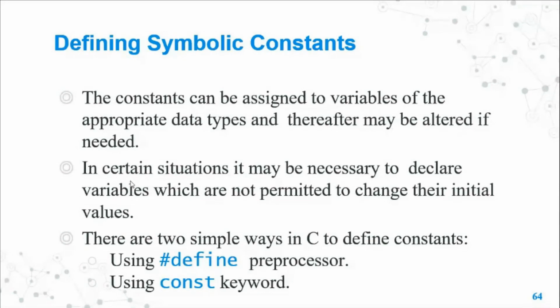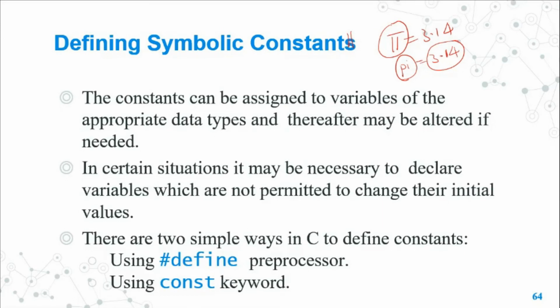The constants can be assigned to variables of the appropriate data types and thereafter may be altered if needed. Like we know that the value of pi is 3.14. This particular character is not available in C programming, but if we can represent it as pi with 3.14, then it will be useful wherever we want the value 3.14; you can use that symbol pi there. And the value of pi will not be altered, since it is a constant.